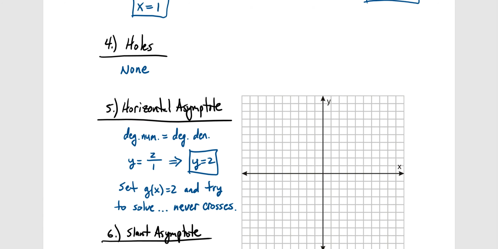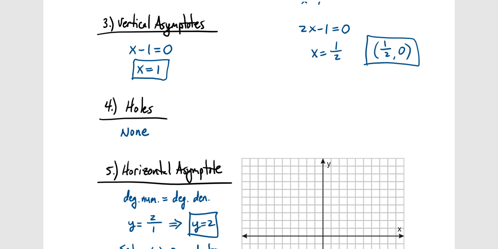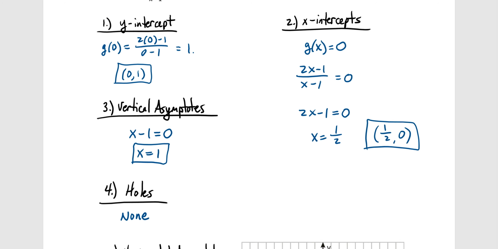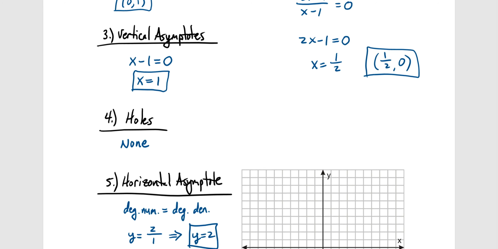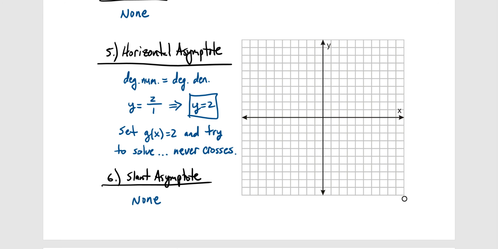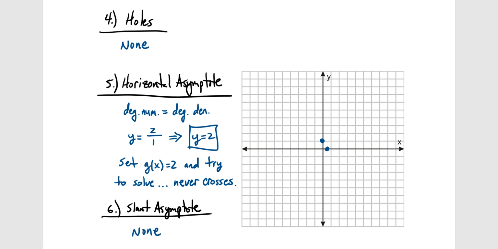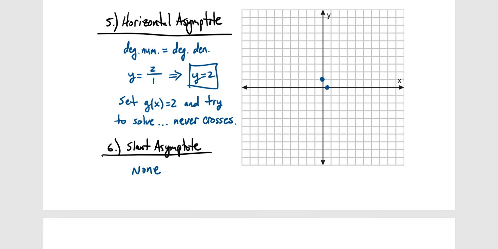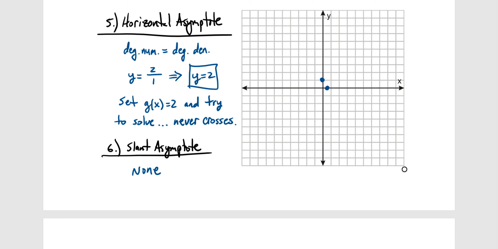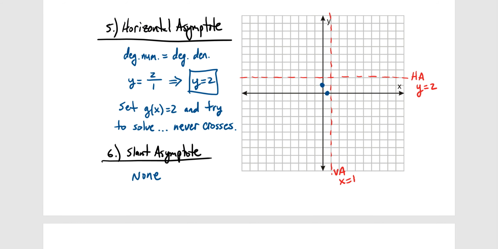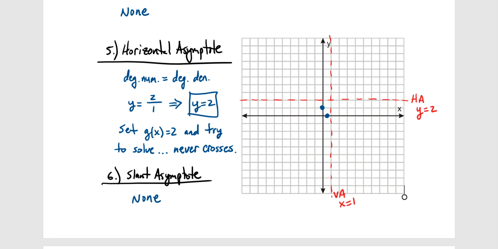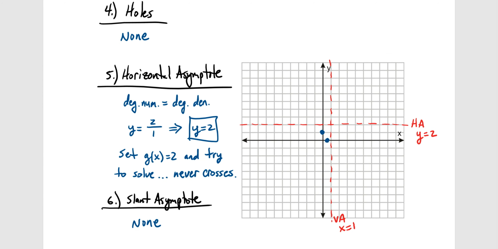So before we plot some points here, let's graph what we have so far. We have the y-intercept at 1, the x-intercept at 1/2, and we have a vertical asymptote at x equals 1 and a horizontal asymptote at y equals 2. Okay, so that's about all the information we have for this graph.